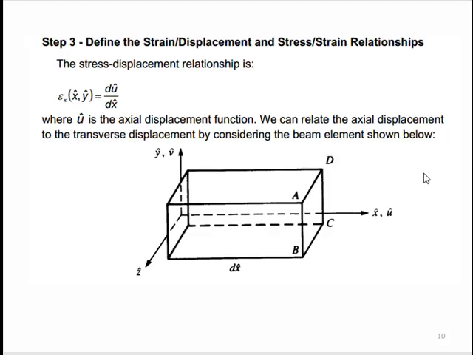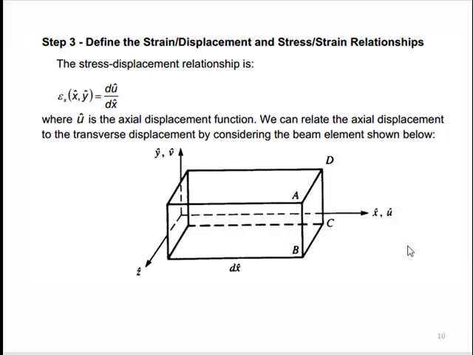All right, next is to define the strain displacement and stress strain relationships. Okay, here is a typo. There are a few typos in these slides, and I will just keep on letting you know. This is basically the strain displacement relationship, not stress displacement relationship. We know that epsilon is equal to du by dx, where u is the axial displacement function. We can relate the axial displacement to the transverse displacement by considering the beam element shown below.